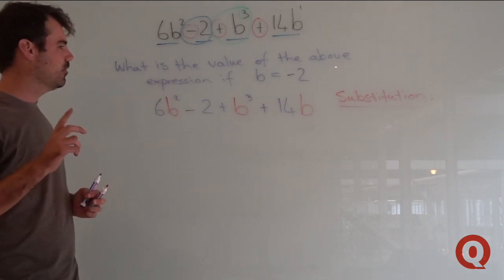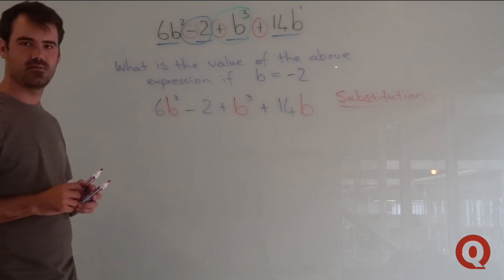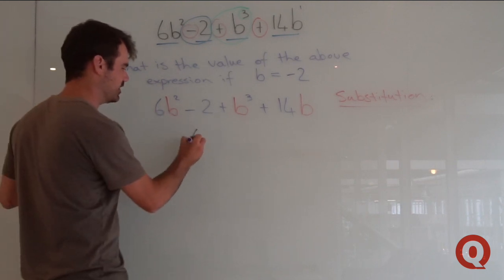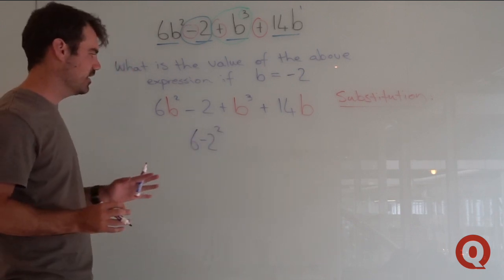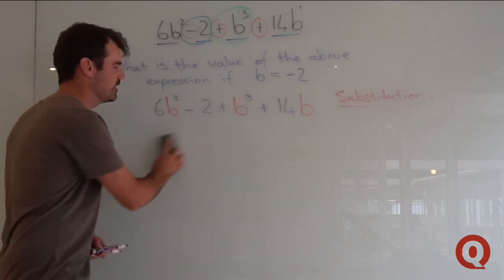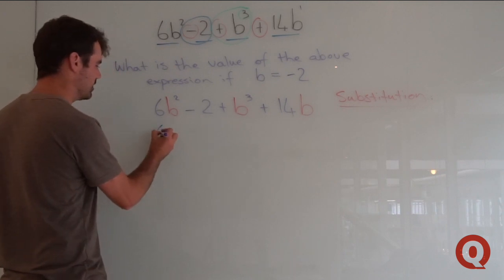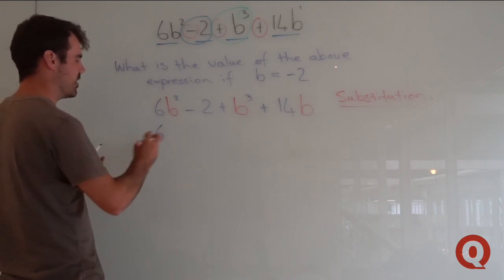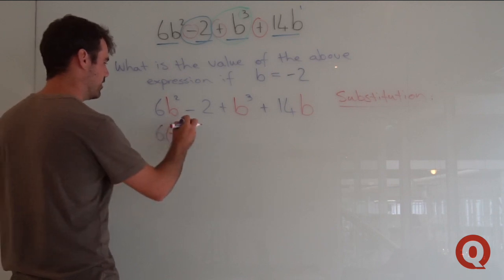Now, whenever we do this, we don't just put a negative 2 here. I don't just write 6 negative 2 to the power of 2. Definitely not, because that wouldn't make sense. What we need to do is replace it, but replace it in brackets. So now I'm going to have 6, and I'm subbing in my negative 2, so I'll put a bracket, negative 2, close the bracket, square.